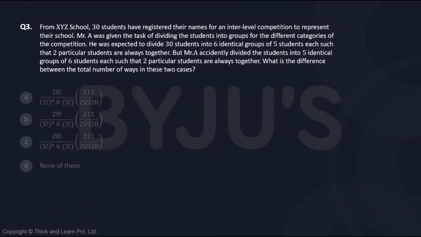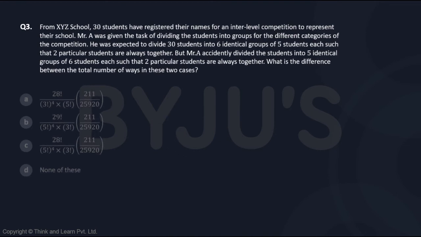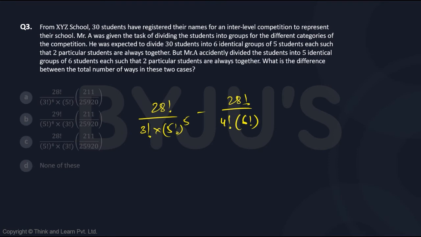So if you can just write this down, the value will be 28 factorial by 3 factorial into 5 factorial, coming 5 times, minus 28 factorial by 4 factorial and 6 factorial coming in 4 times. So you can take 28 factorial common, and you can take out 5 factorial to the power of 4 and a 3 factorial also common.